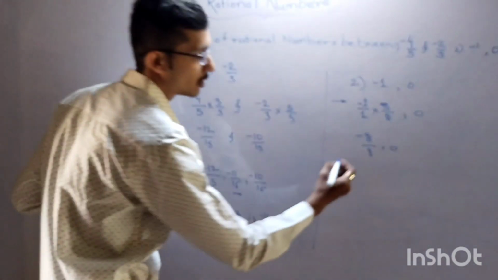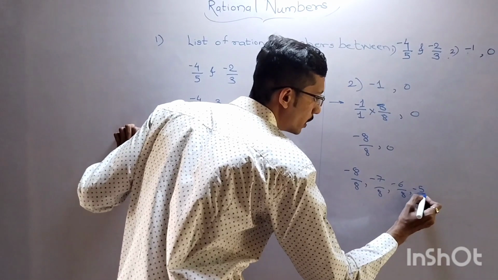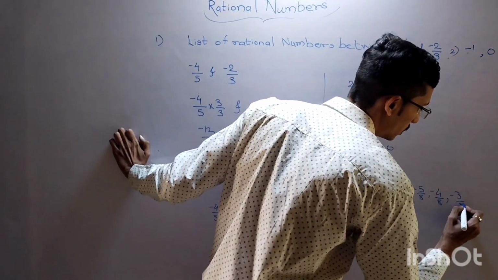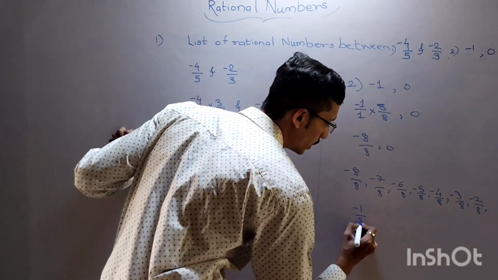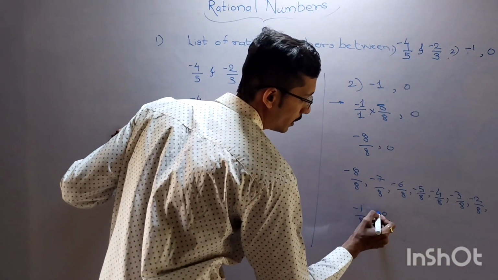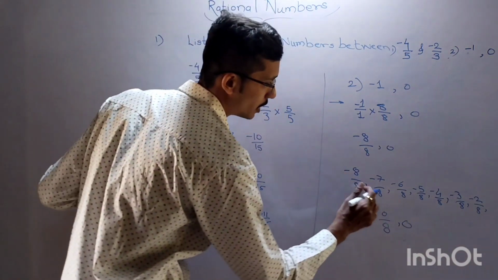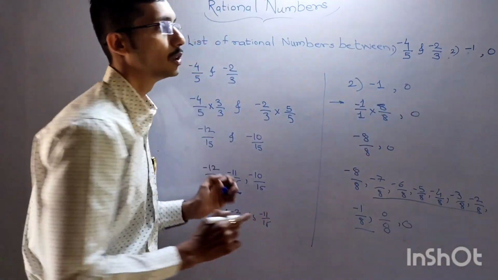So the rational numbers between -8 upon 8 and 0 are -8 upon 8, -7 upon 8, -6 upon 8, -5 upon 8, -4 upon 8, -3 upon 8, -2 upon 8, -1 upon 8 and 0 upon 8. 0 is never negative, so 0 upon 8 is again 0. So these are the numbers which are between -1 and 0.